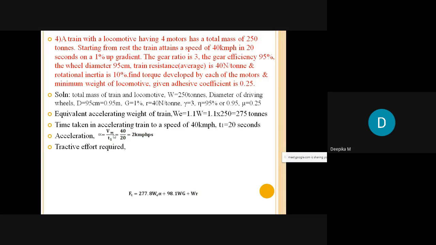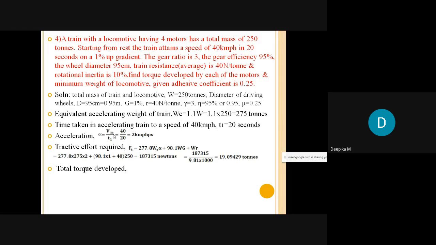Next, what would be the total tractive effort? Again, let us use the same formula and substitute all the data. We will get 1,87,315 Newton. Again, to convert it into ton, let us divide by 9.81 into 1000. Hence, we will get the value in terms of tons. Next, what would be the total torque developed?